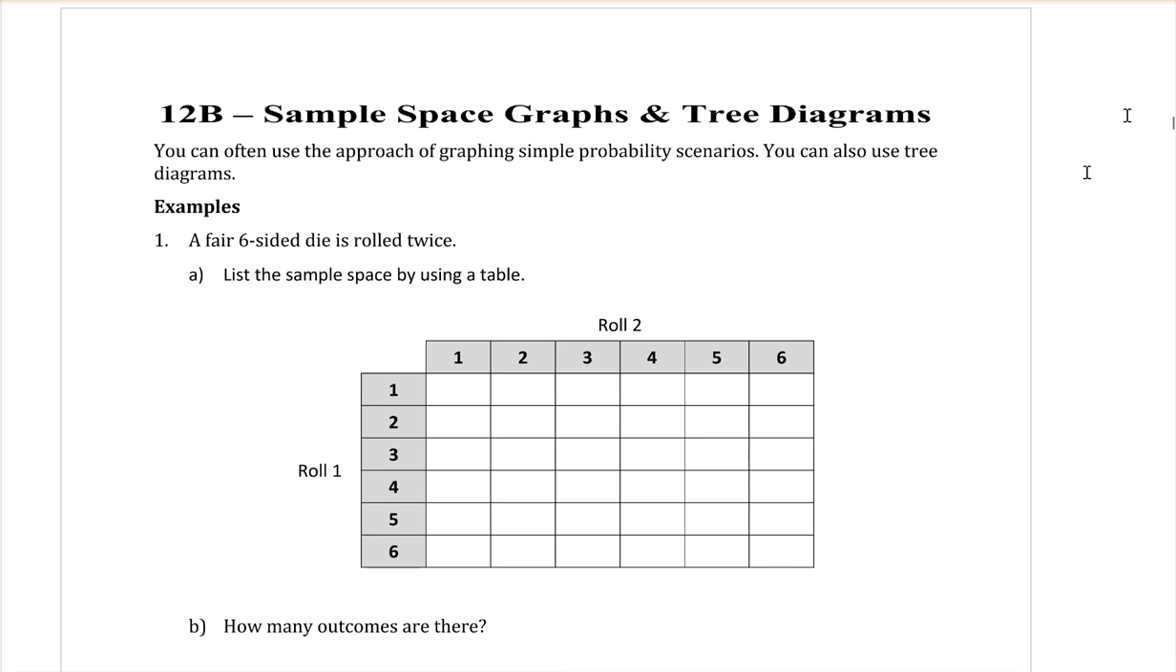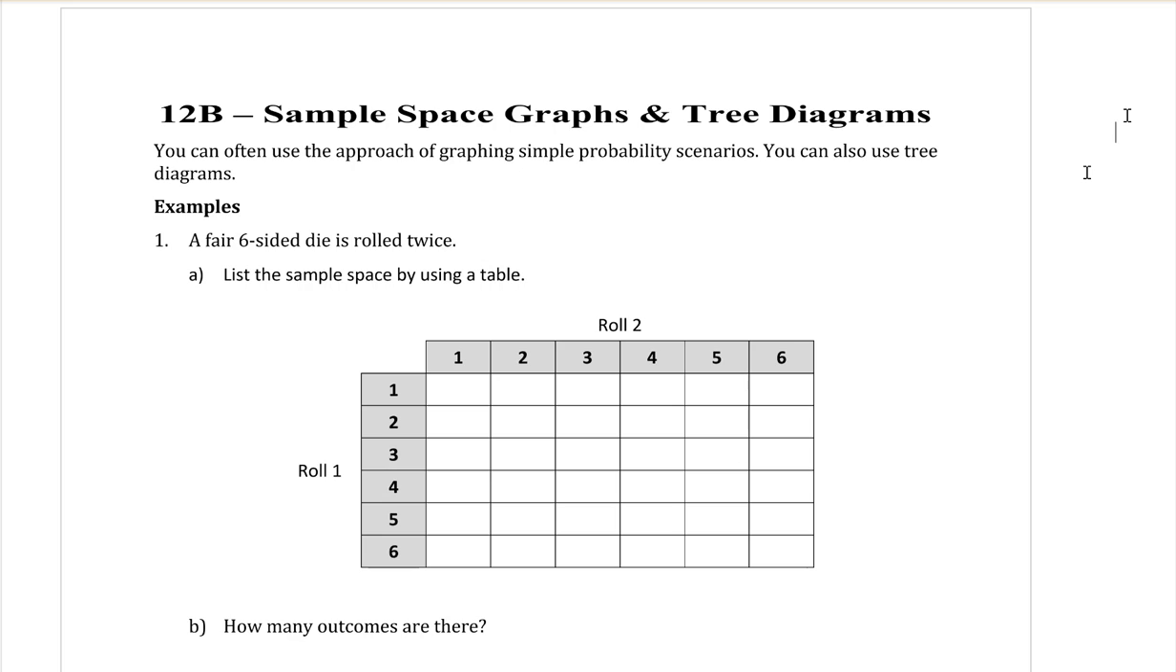Okay, so 12A, some of you got it finished in class and a lot of you are very close to finishing, so hopefully we're all ready to go with 12B, and some people have even finished that.